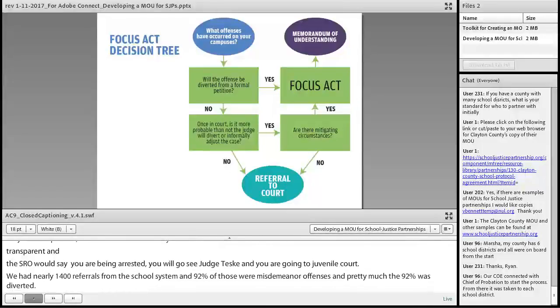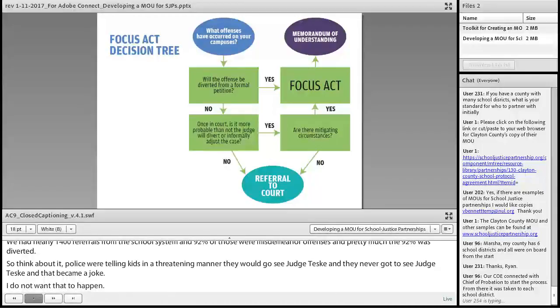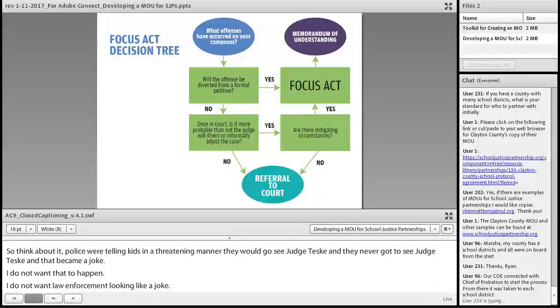And that became a joke. Well, I don't want that to happen. I don't want my law enforcement looking like a joke. We need to bring transparency to this. So why refer a case to the juvenile court if you know it's not going any further?